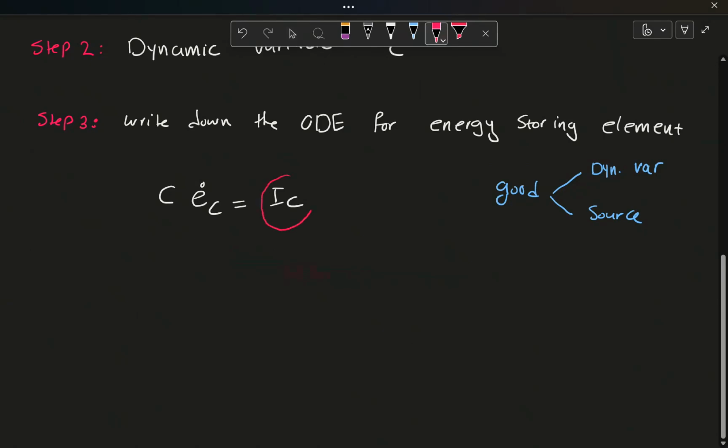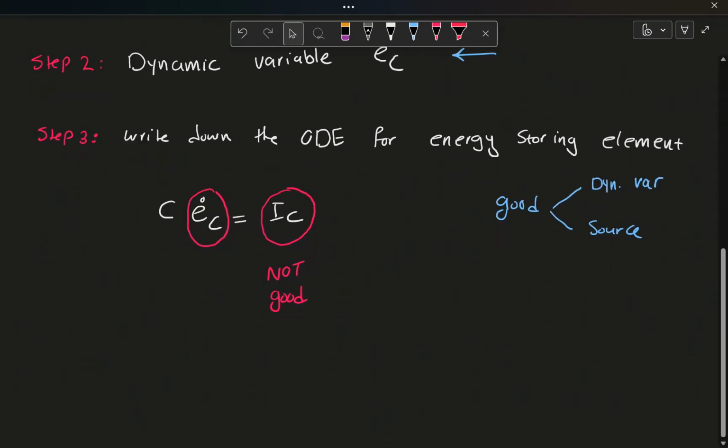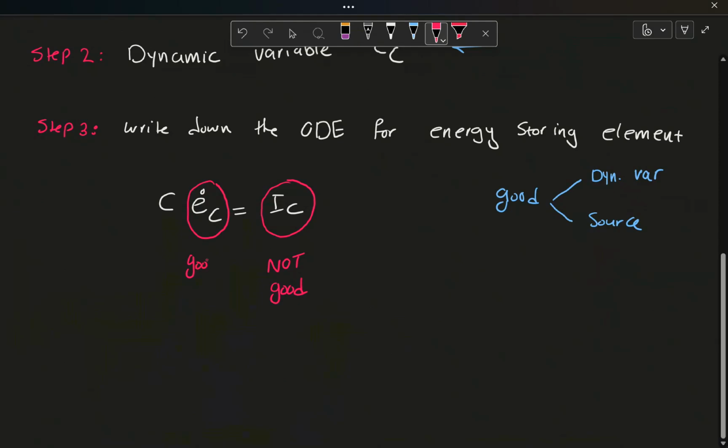I_C. What do you guys think about I_C? Do you think that it's a good term or no? Well, you need to change your question. Is I_C your dynamic variable? No. Is I_C your source? No. Then I_C is not a good term. E dot C. Do you think that E dot C is a good term? Well, E_C is your dynamic variable, and E dot C is the time derivative of E_C. So, in fact, it's a good term.